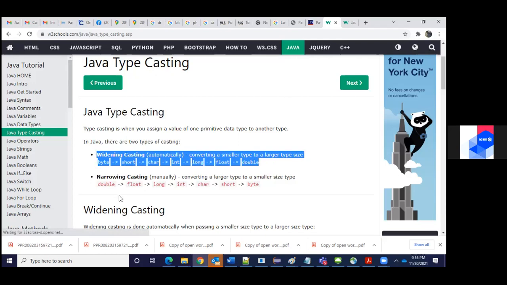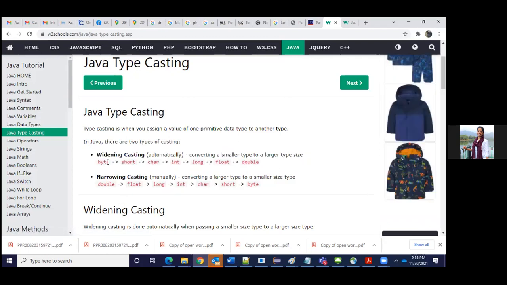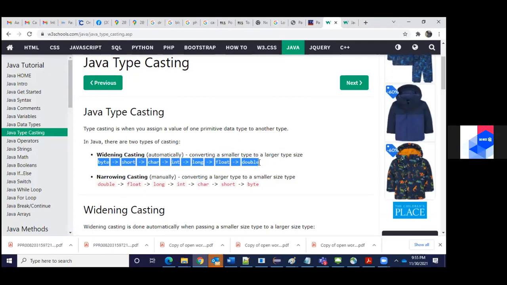Any questions on the widening casting? Can we go from byte directly to double, or is it not possible? From byte you want to go to double. That's possible. It is very simple.